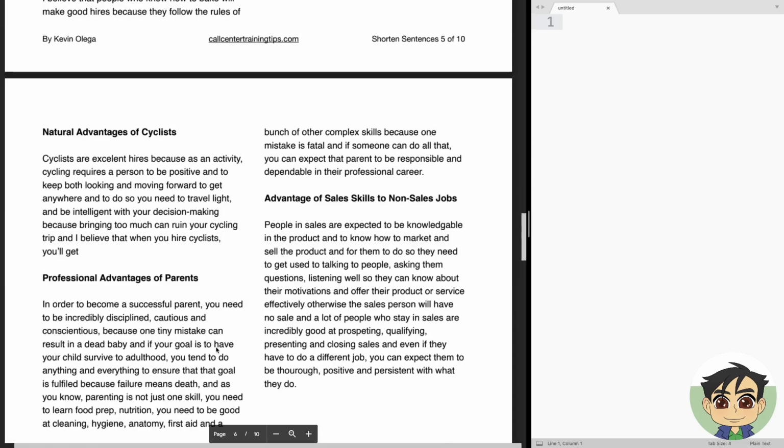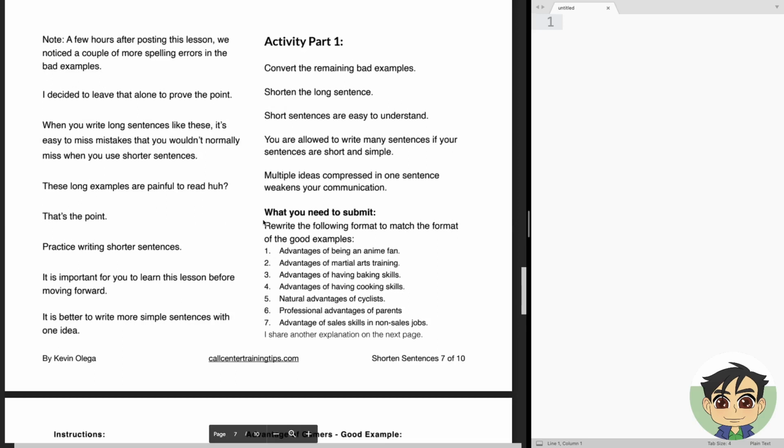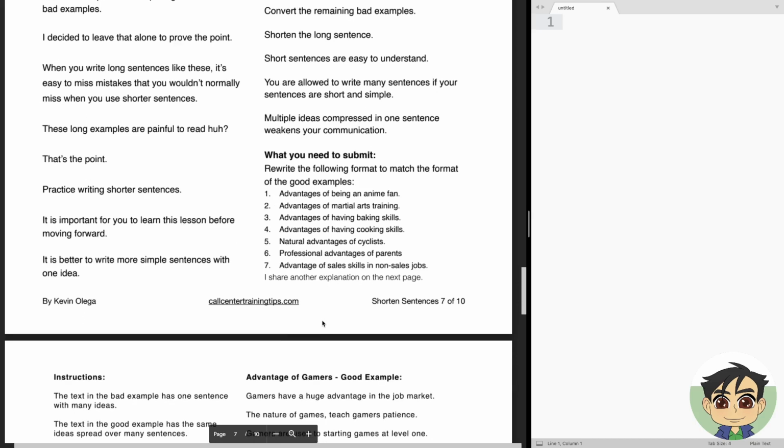So yeah, we've already discussed how to break down the seven remaining examples. I already did anime fan for you, so still try doing it. Try breaking down martial arts training, baking skills, cooking skills, and natural advantage of cyclists. I left a trap there, so make sure that you complete the sentence. Professional advantage of parents, advantage of sales skills in non-sales jobs.